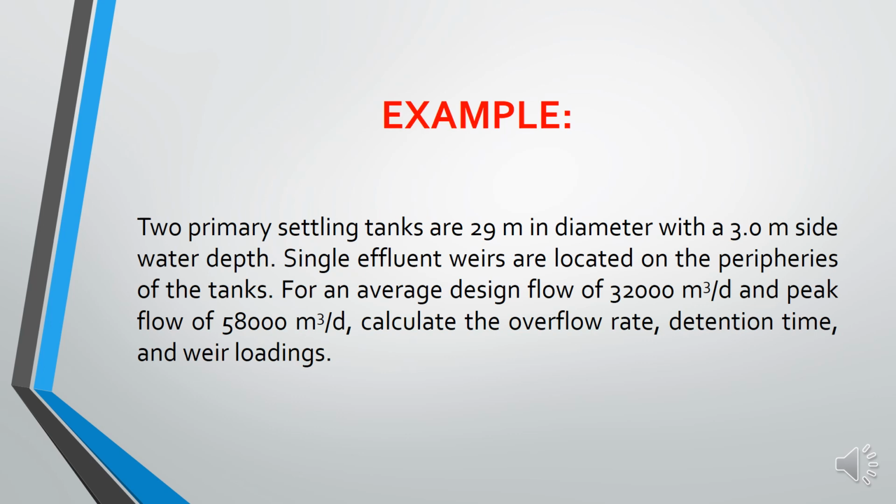Now let's have a look at this example. We have two primary settling tanks, and they are 29 meters in diameter with a 3-meter side water depth. The single effluent weirs are located on the peripheries of the tanks. The average design flow is given as 32,000 cubic meters per day and the peak flow as 58,000 cubic meters per day. Calculate the overflow rate, the detention time, and the weir loading. So let's have a look at the solution.